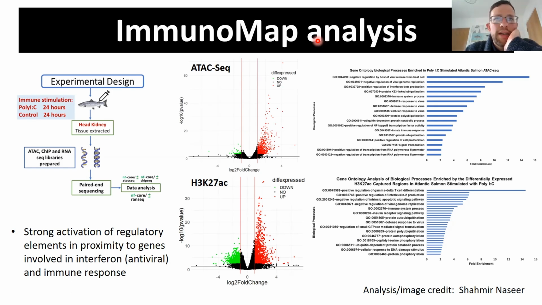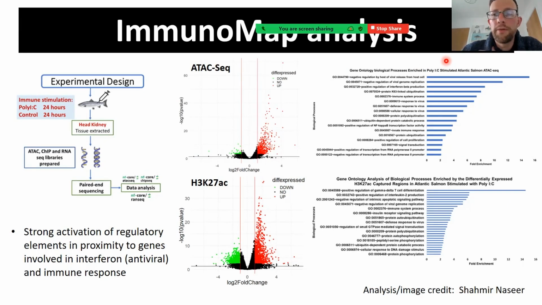Shamir's also performed an initial analysis to look at differential chromatin accessibility with the ATAC-seq data, or differential histone modification with the H3K27 acetylation. So the latter representing active regulatory elements, so it could be the promoter or enhancer elements. So you can see the elements on these graphs that are upregulated or downregulated on these volcano plots, in response to the poly-IC. And on the right, you can see the gene ontology terms for genes that are in proximity to these differentially regulated elements.